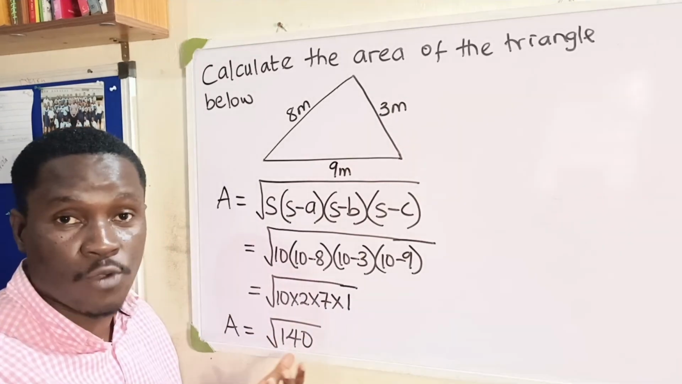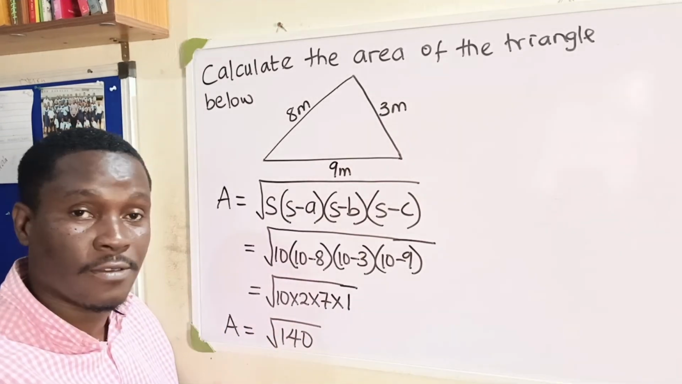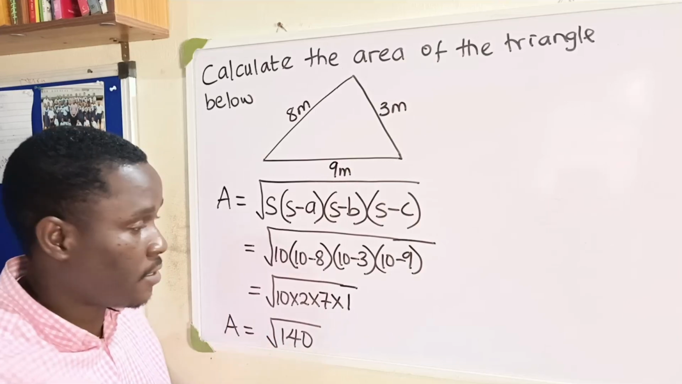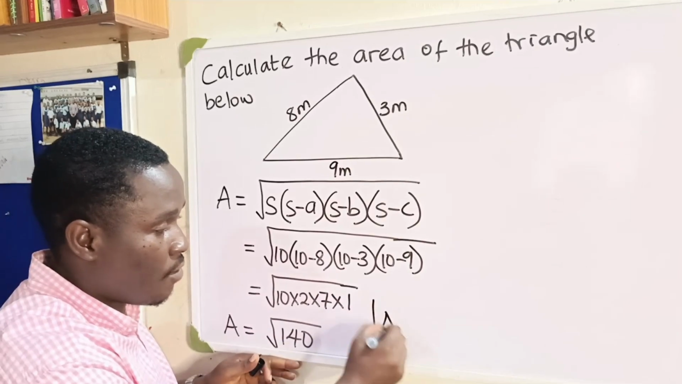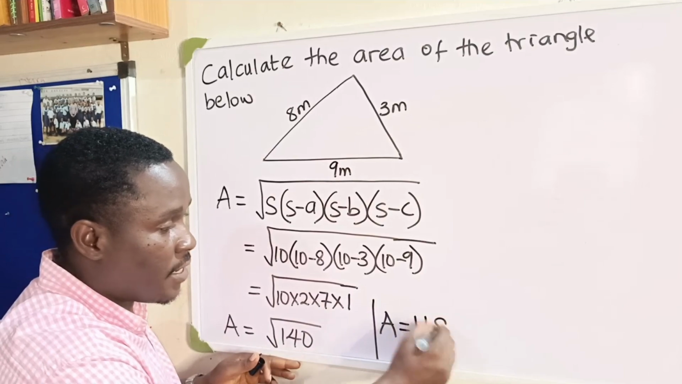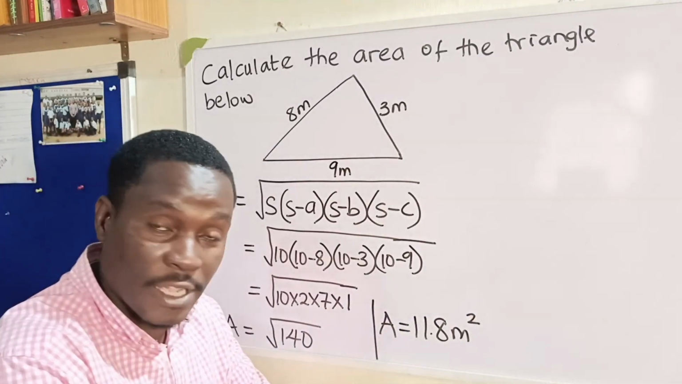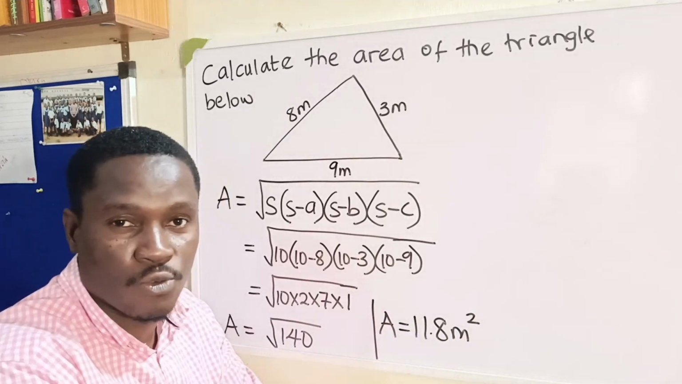So now what do we have as the square root of 140? If you use your calculator, you're going to find out that the square root of 140 is 11.8. So this means the area of this triangle is 11.8 meters squared. Very simple. I hope you enjoyed the lesson and I also hope you understood what we did.